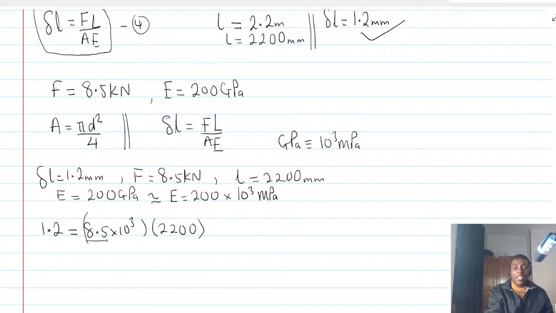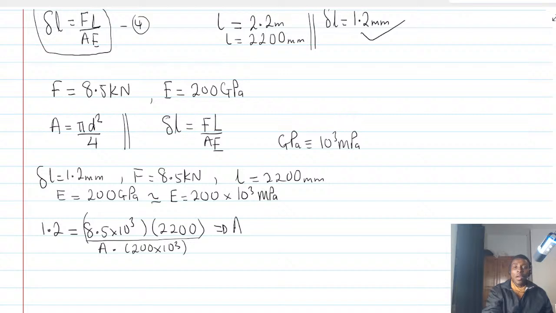Now you divide this by the area, and then you multiply this by the Young's modulus, which is 200 times 10 to the power 3. Now watch this. Because we are in megapascals, we don't need to worry about millimeters. Let's take notice of that. Whenever you are working with megapascals, you don't need to worry about millimeters.